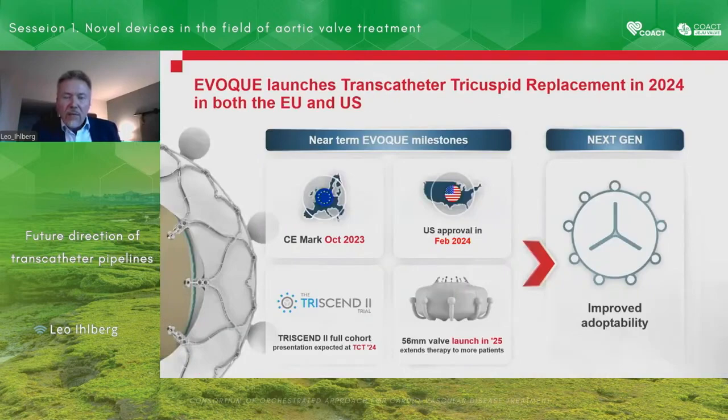So we have gained some milestones lately. We got market approval in Europe at the end of last year, fast followed by approval here in the US in the beginning of this year. As I mentioned, we're going to be showing the full cohort results at the TCT this year. We are expanding our valve size matrix to a larger valve, 56. And obviously, we are working on next generation technologies, Gen 2, Gen 3, Gen 4. All that is in the pipeline currently.